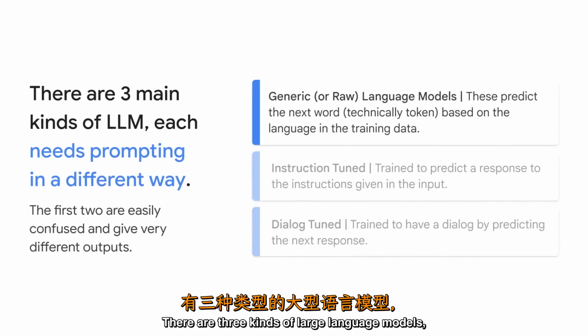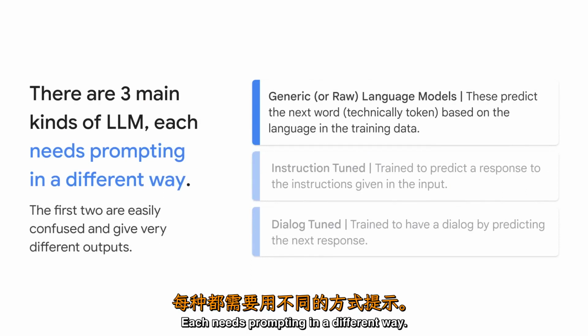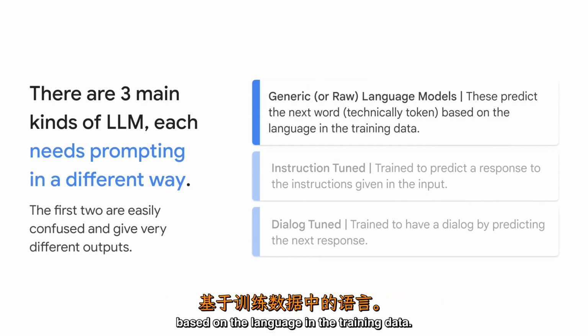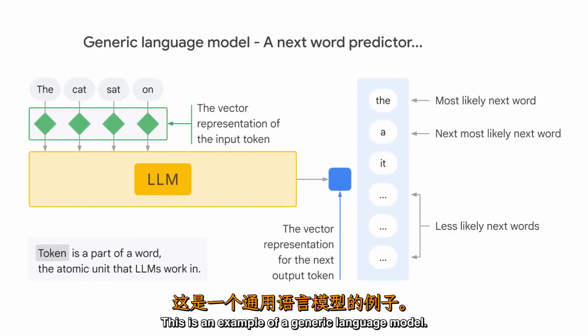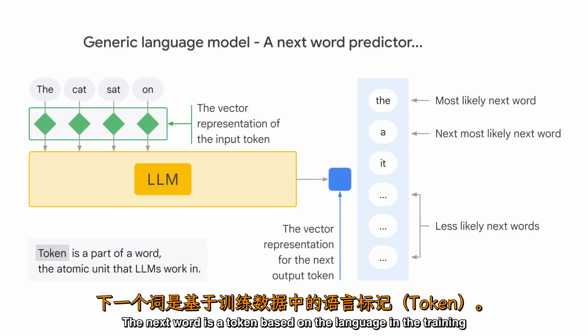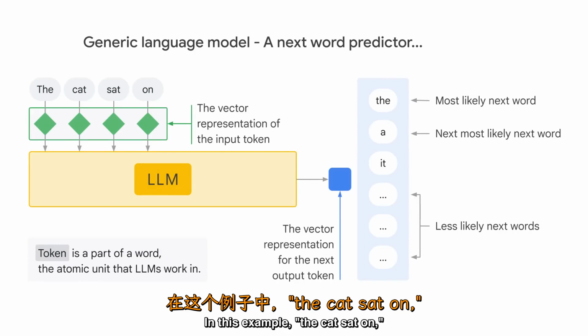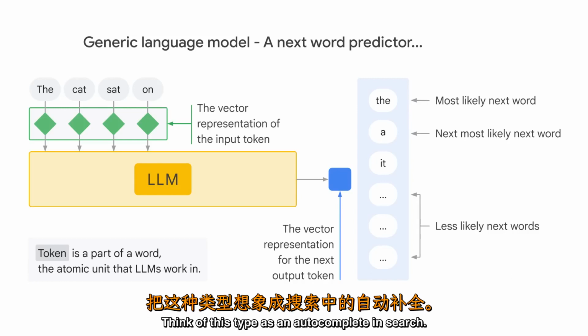There are three kinds of large language models: generic language models, instruction-tuned, and dialogue-tuned. Each needs prompting in a different way. Generic language models predict the next word based on the language in the training data. This is an example of a generic language model. The next word is a token based on the language in the training data. In this example, the cat sat on, the next word should be the, and you can see that the is the most likely next word. Think of this type as an autocomplete in search.